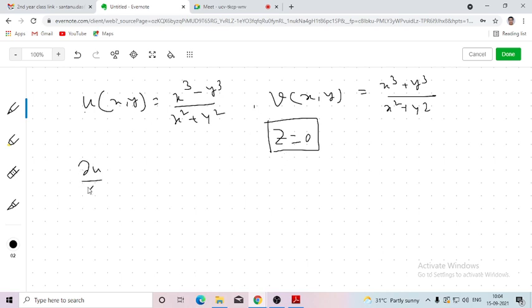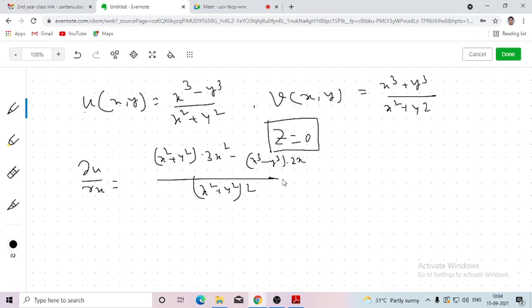So here if I find del u del x, then you know that this will be x square plus y square whole square, then x square plus y square will be fixed, that will be 3x square minus x cube minus y cube by fixed, times 2x. Then I need to check whether this is satisfying the Cauchy-Riemann equation at origin or not. So I need to check the derivative at z equals 0, that means for x equals 0 and y equals 0. If you put here x equals 0 and y equals 0, this will be converted into 0 by 0 form. So if I want to identify the derivative of that function, that means all four partial derivatives, by using the definition or by using the direct formula and putting x equals 0 and y equals 0, all of them will become 0 by 0 form.